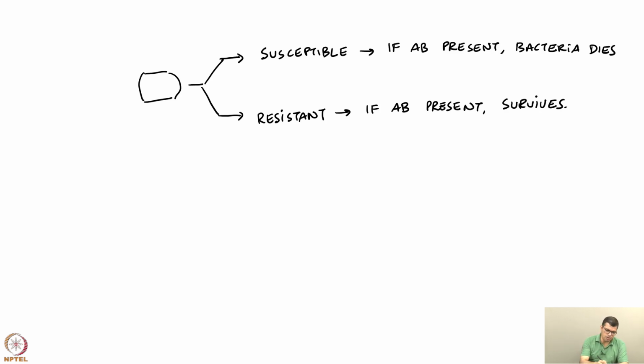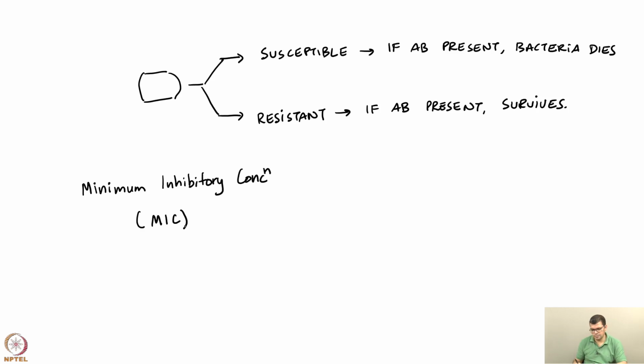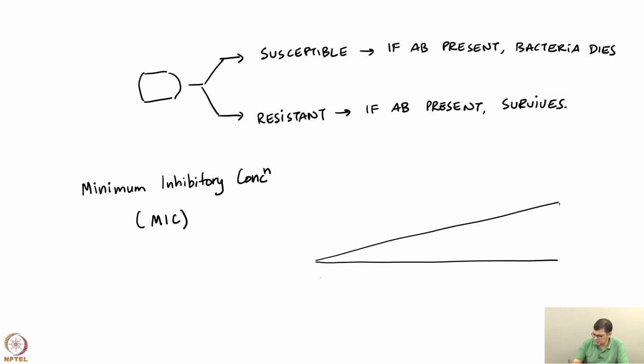We will define something called minimum inhibitory concentration of an antibiotic, which is also referred to as MIC. So, MIC can be thought of as the following. Let us imagine we have a gradient of antibiotic. So, this is concentration of antibiotic, very low, 0 here, low here and very high here.